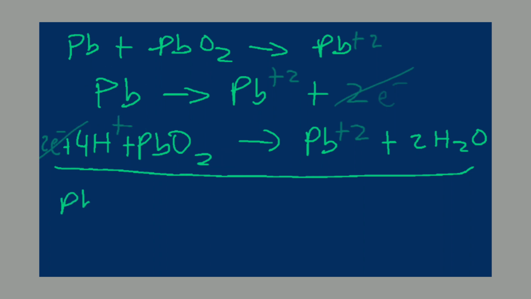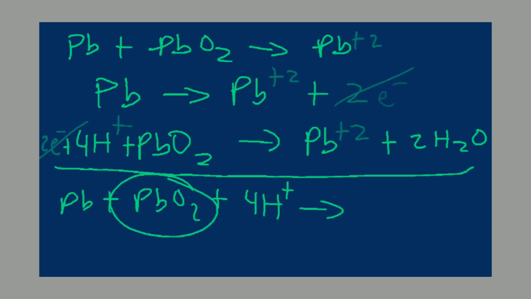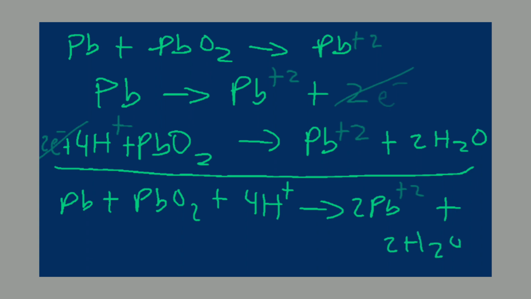So it's going to be lead metal reacting with lead dioxide plus 4H+. You can call this lead 2 oxide. I mean, not lead 2 oxide. I take that back. Lead 4 oxide, since the charge on Pb in this particular compound is +4. Now on the right side, we have 2 Pb+2 ions. And we have 2 water molecules. So this is the final answer for this reaction.